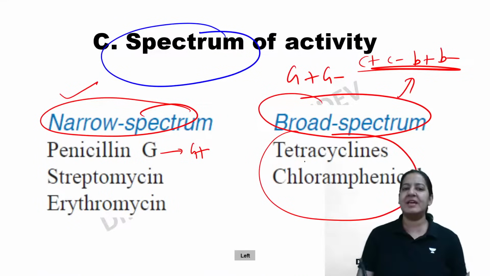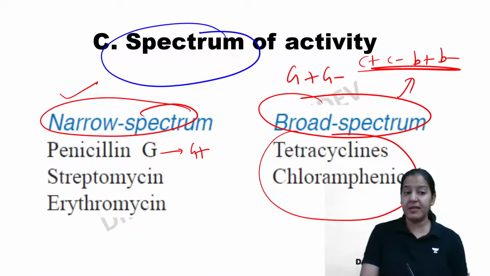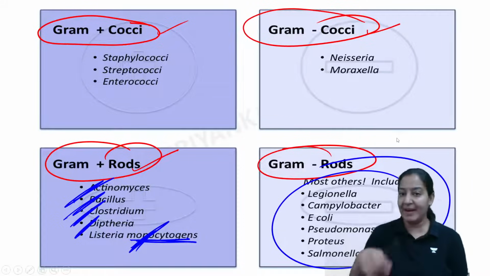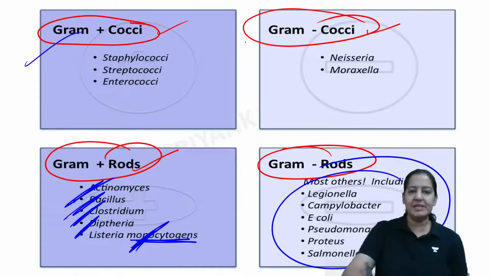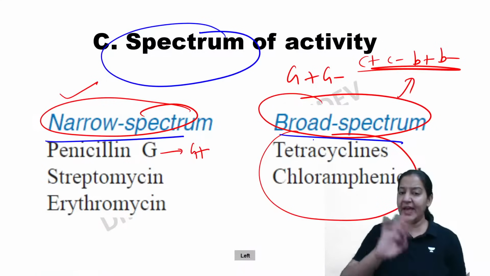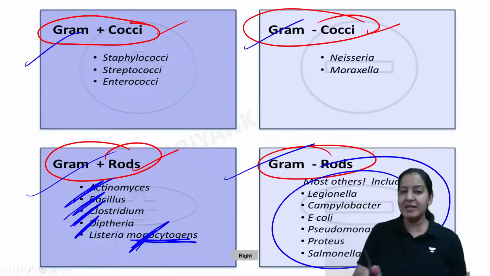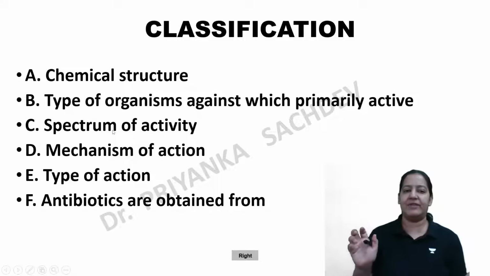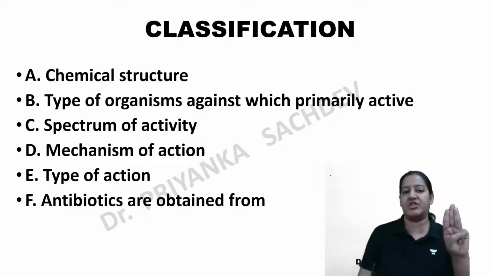Based on that, we will say whether the antibiotic is narrow spectrum or broad spectrum. If the antibiotic is narrow spectrum, it may be killing one particular category. Maybe this, maybe this, maybe this. And if the antibiotic is broad spectrum, it is killing all the bacteria. So that is the third classification. Till now, we have seen 3 classifications.